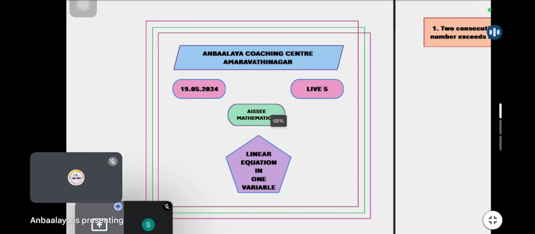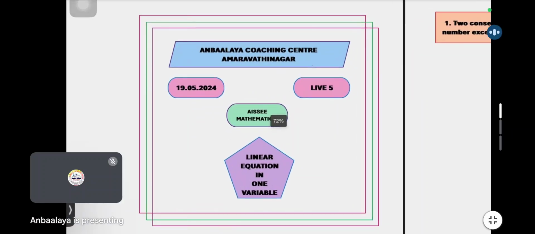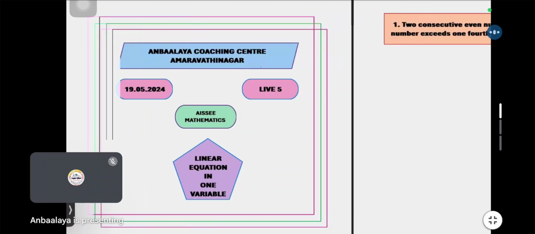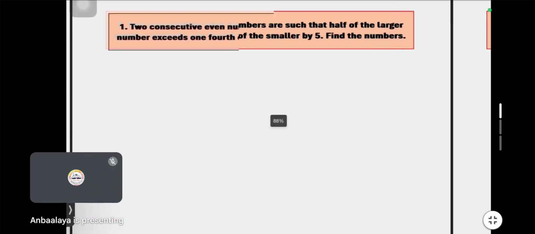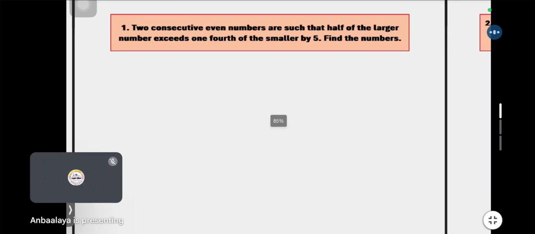So I welcome you all to today's live. This is live 5. Today we are going to see linear equation in one variable. Okay, look at the first sum here. Two consecutive even numbers are such that half of the larger number exceeds 1/4 of the smaller by 5. Find the numbers.